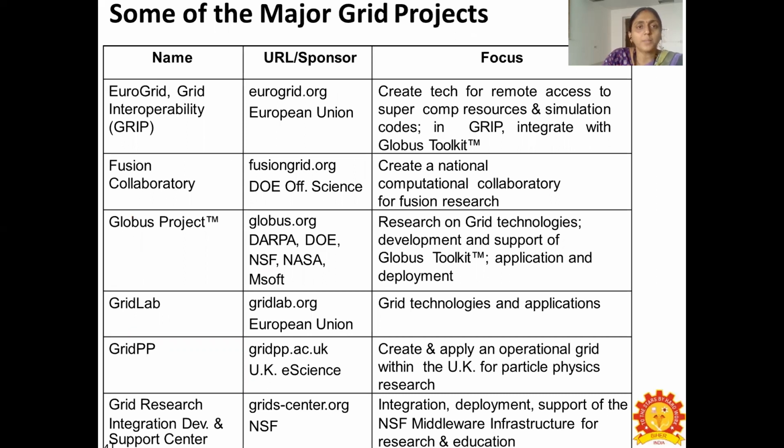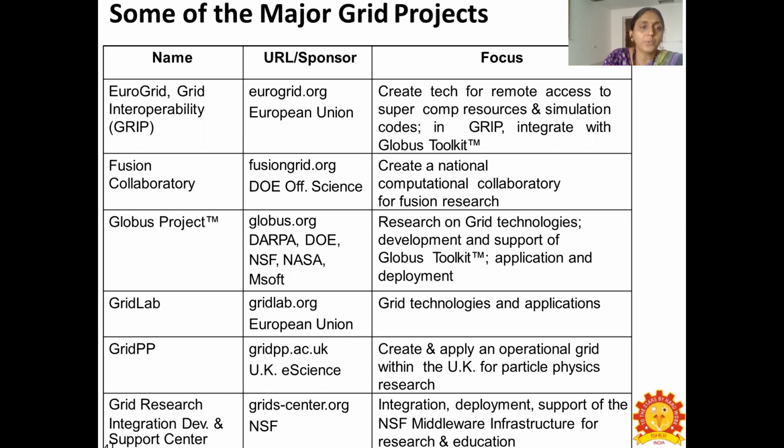And here are some of the major grid projects. The first project is Eurogrid, that is Grid Interoperability, GRIP. Here the sponsor is the European Union, and it focuses mainly on creating technology for remote access to supercomputer resources and simulation codes. And here it integrates with the Globus toolkit.